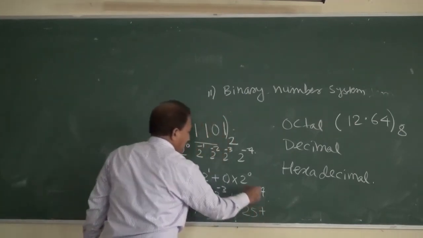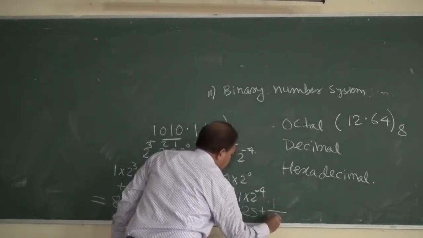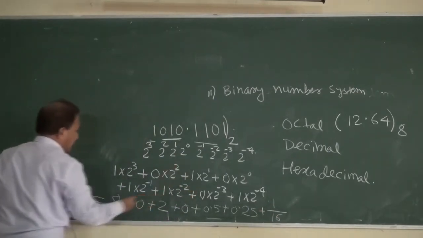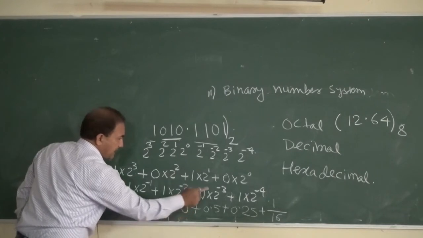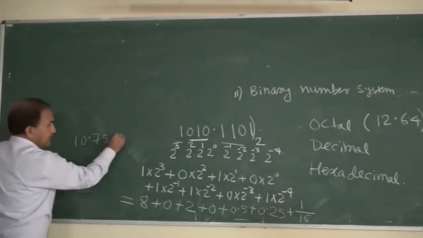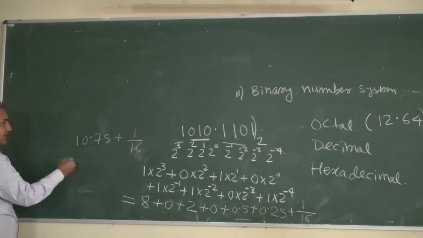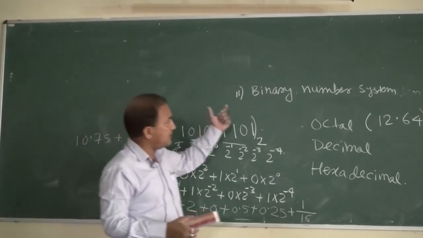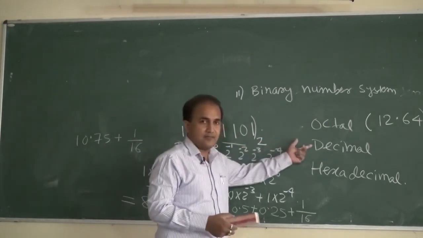plus 1 by 2 to the power 4. It is 1 by 16. So 8 plus 2 is 10, 10.5, 10.75, 10.75 plus 1 by 16. So you can calculate. In this manner we can convert this binary number to a decimal number.